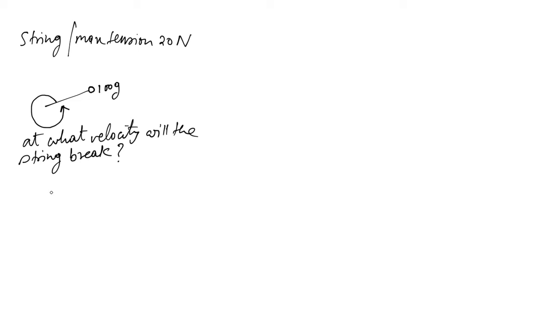And we have already discussed that the tension in the string provides the centripetal acceleration, and this centripetal acceleration is given as mv square over r. We have not mentioned, but let's say the length of the string is also given, and this is 1 meter. So what is the maximum velocity with which you can swing the stone?